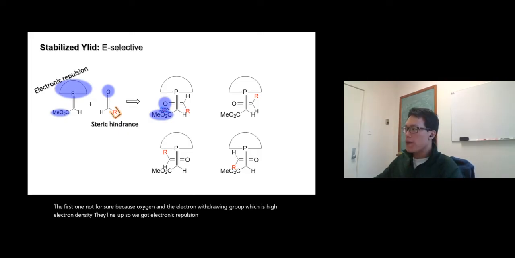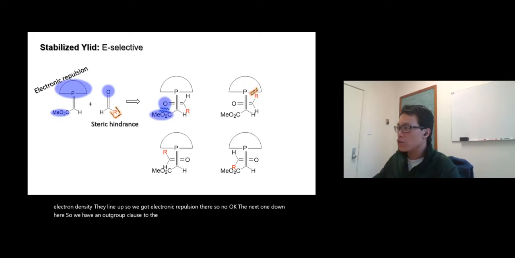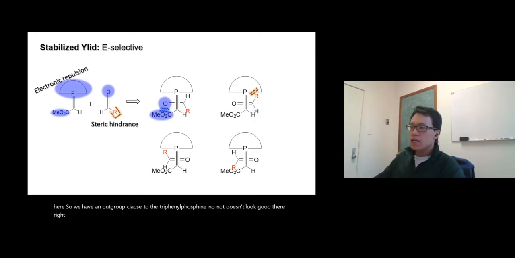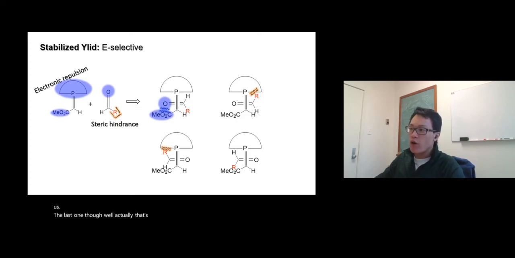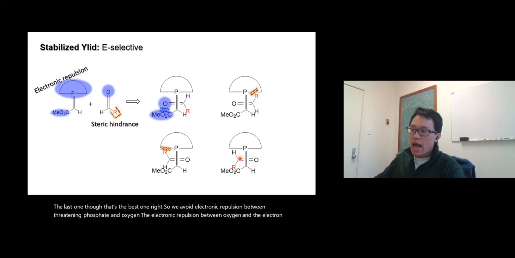So nuh-uh. Okay. The next one down here, we have an alkyl group close to the triphenylphosphine. No, doesn't look good there. Right? There's a repulsion there. The third one, same thing, alkyl group next to triphenylphosphine. Nuh-uh. The last one though, well, actually that's the best one, right? So we avoid electronic repulsion between triphenylphosphine and oxygen, and the electronic repulsion between oxygen and the electron withdrawing group. Right now, the only repulsion we have is the steric hindrance.